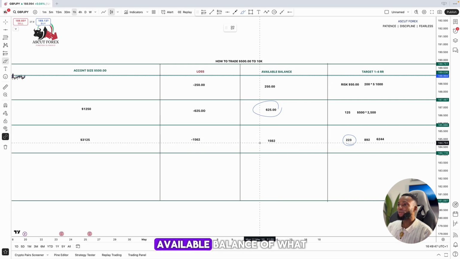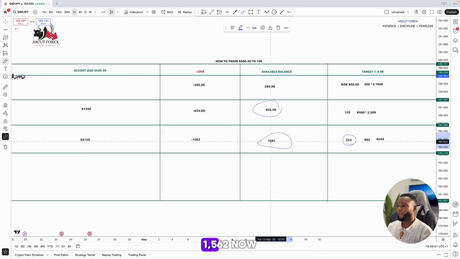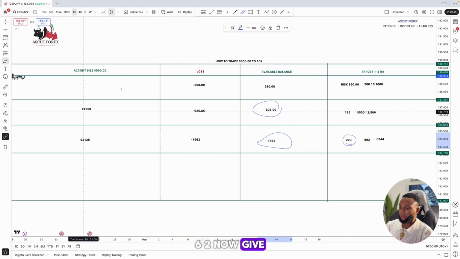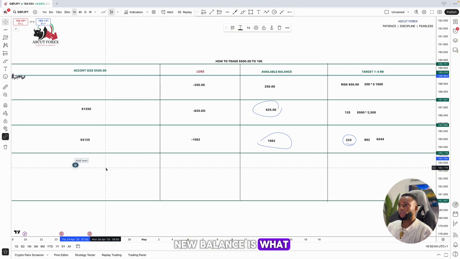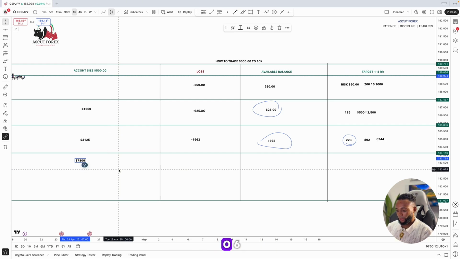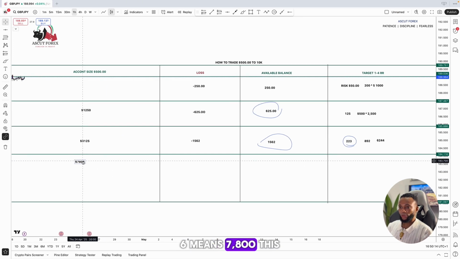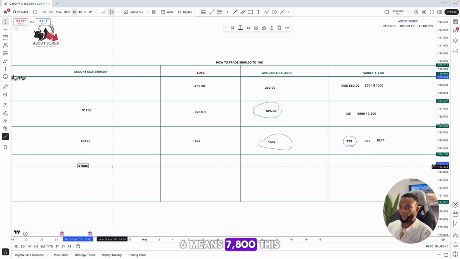Remember, we still have an available balance of what? $1,562. Now we have to do plus $1,562. Now that gives us what? 7,800. Our new balance is 7,806, which is about 7,800. This is our new balance.